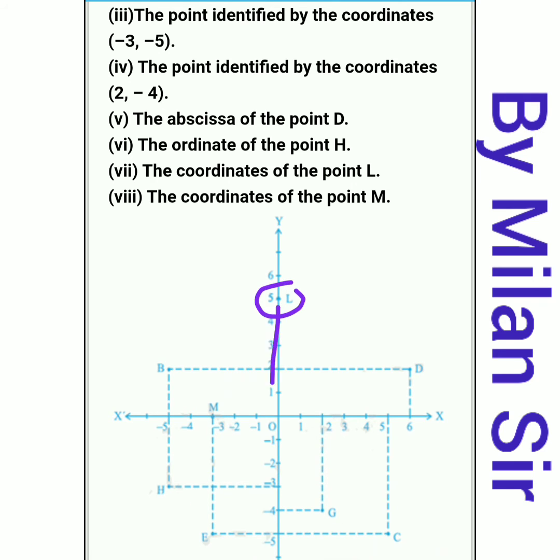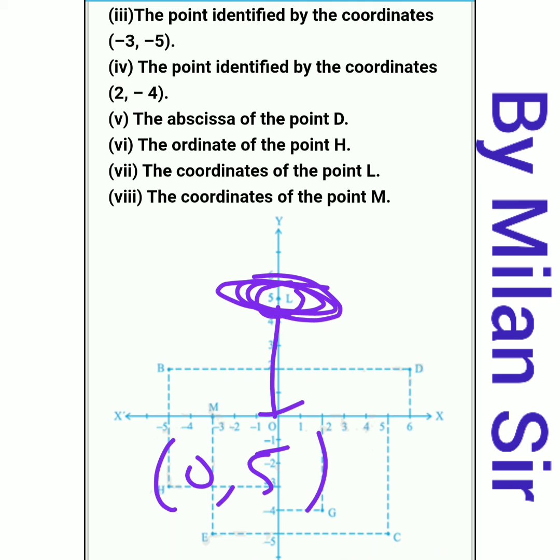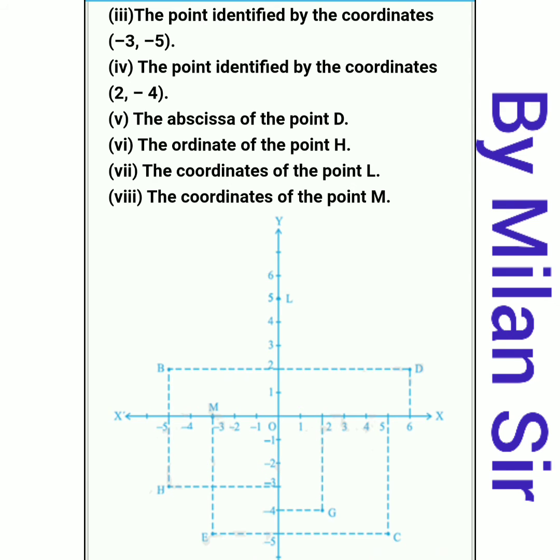Again, first of all, just see the value on the x-axis, it is 0, and on the y-axis we have the value 5. So the coordinate of this point is (0, 5).